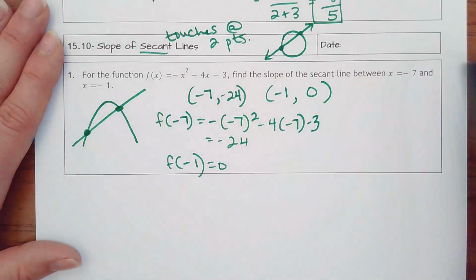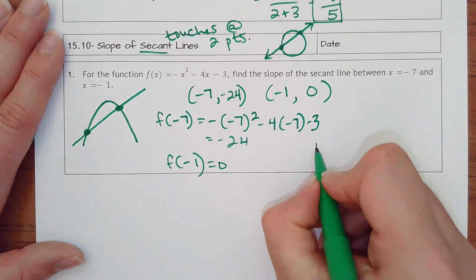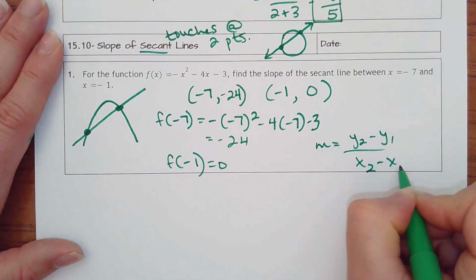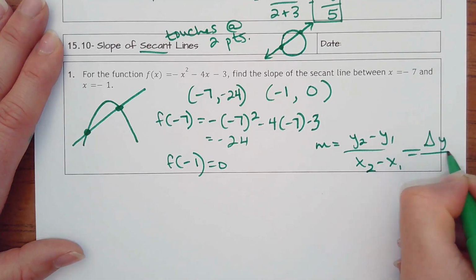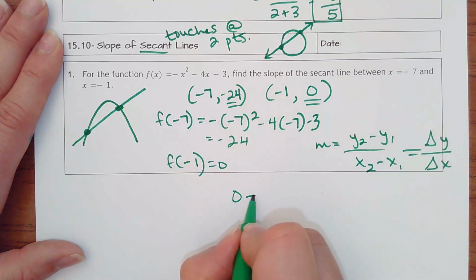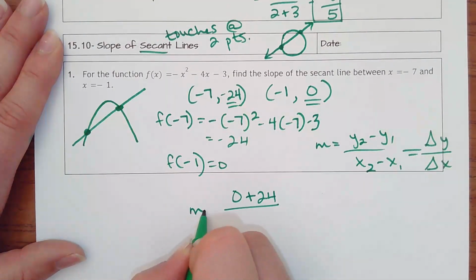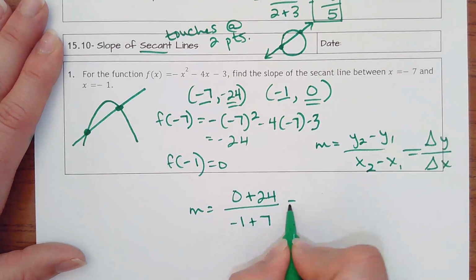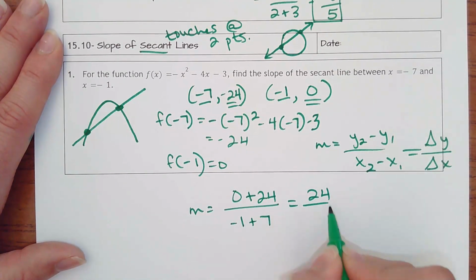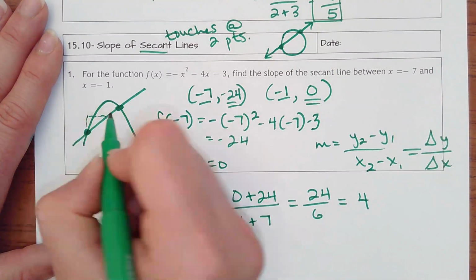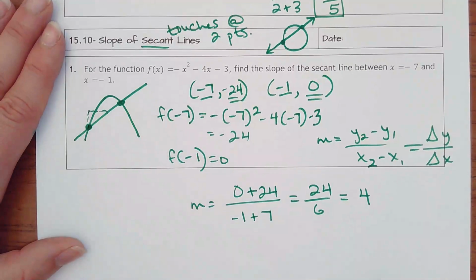And then from there, we know we're just doing slope formula, which is y2 minus y1 over x2 minus x1. We also talked about just change in y over change in x. So I'm going to do 0 minus -24, which is 0 plus 24, over -1 minus -7, which is plus 7. That gets me 24 over 6, which is really a slope of up 4, right 1. I know that's not on the scale, but up 4, right 1 for the slope of the secant line.